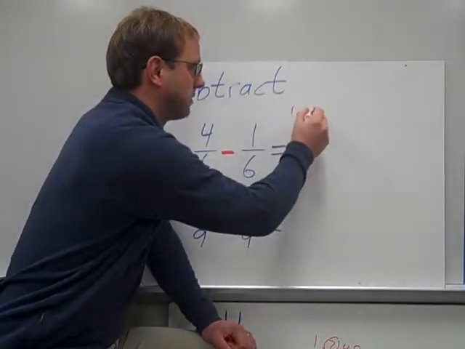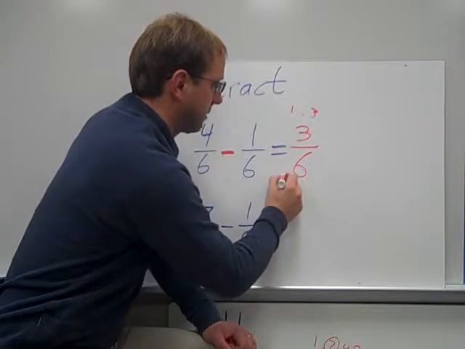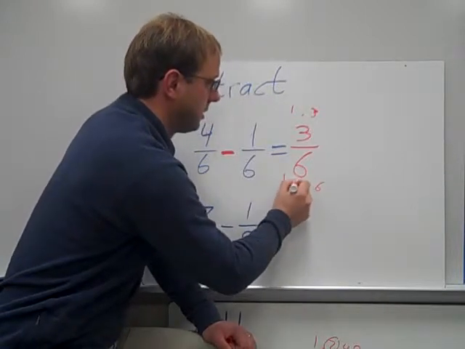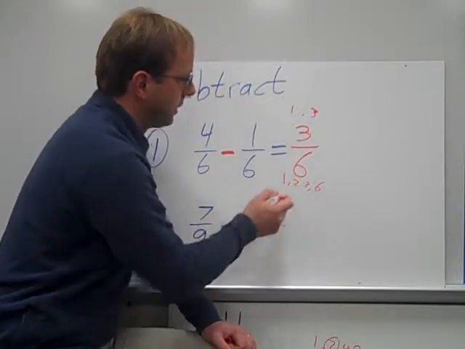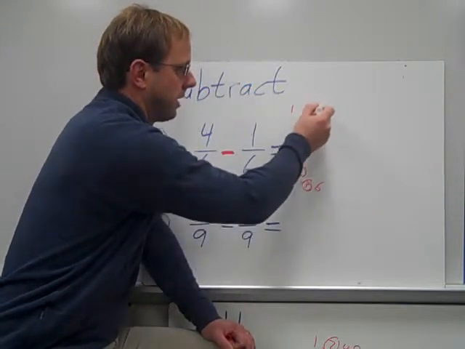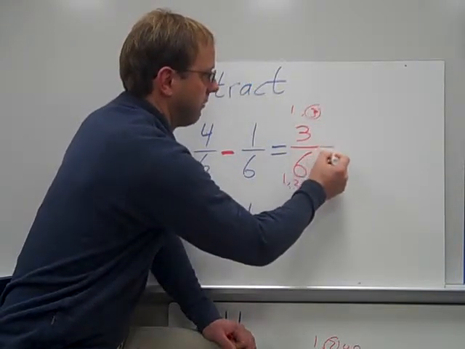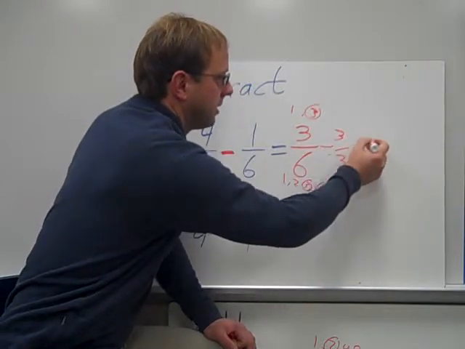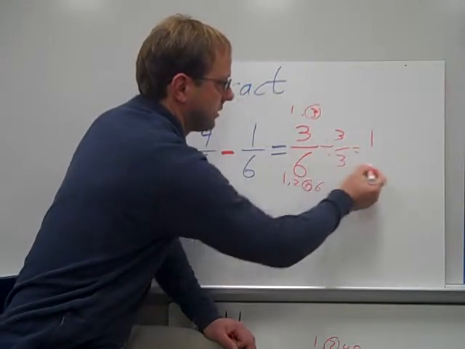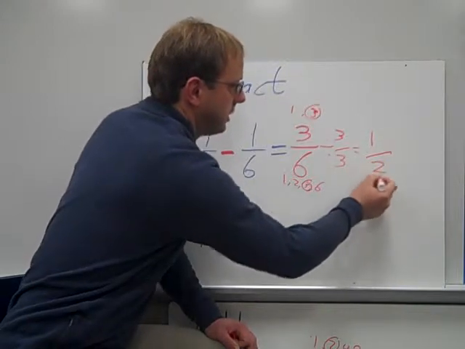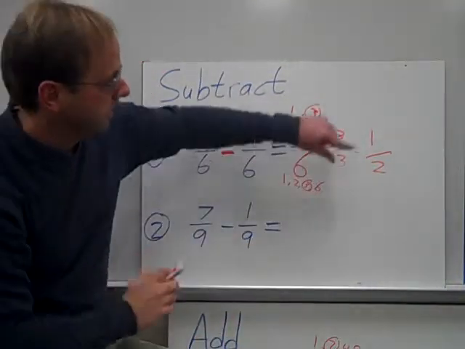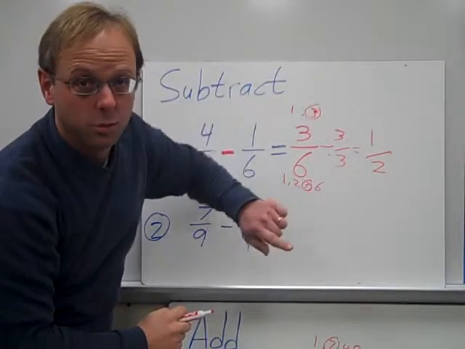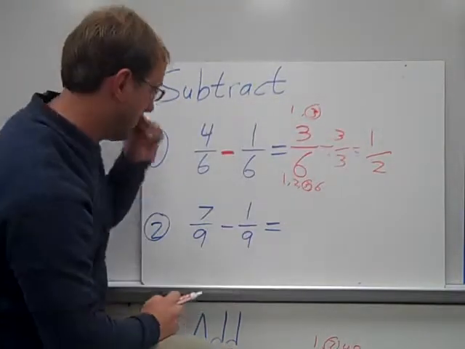Now again, my factors for 3, 1 and 3. My factors for 6 were 1 and 6, 2 and 3. So 3 is my greatest common factor. Divide by 3. 3 divided by 3 is 1. 6 divided by 3 is 2. So my answer is 1/2. And look again, my numerator is 1 less than my denominator.